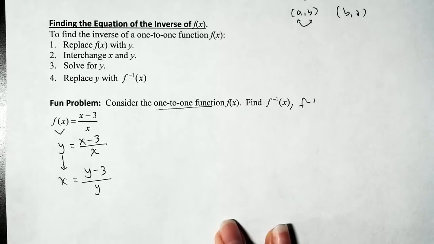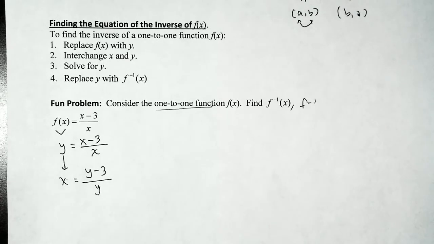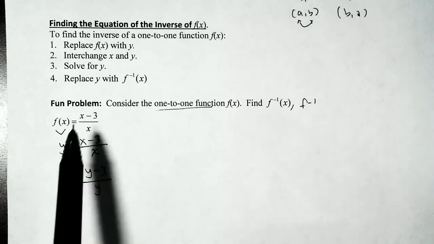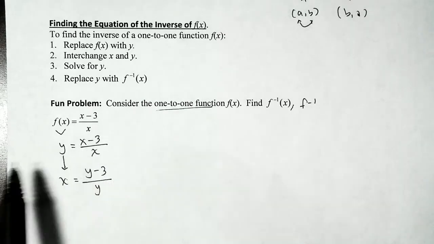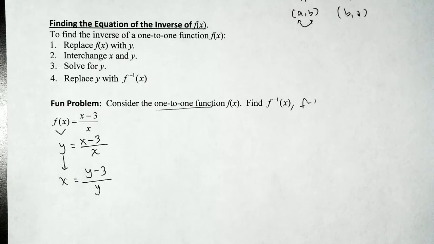So again, to find the inverse of a one-to-one function f, first get out of function notation, replace f of x with y, then trade places, interchange x and y, and then go ahead and solve for y.